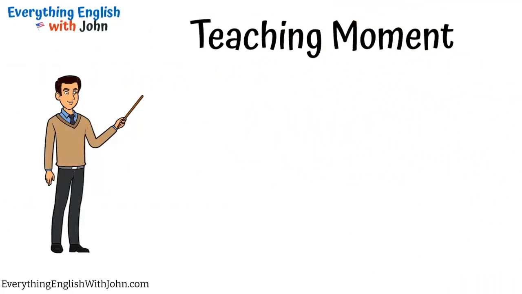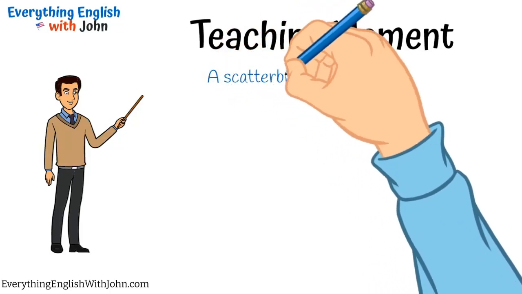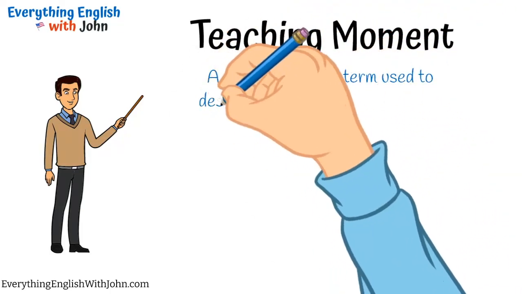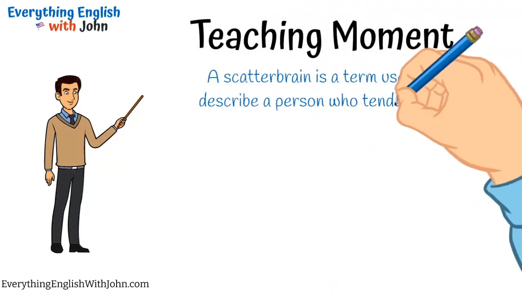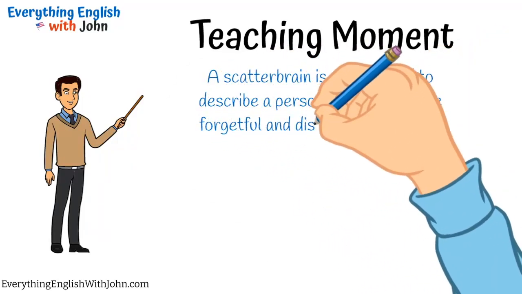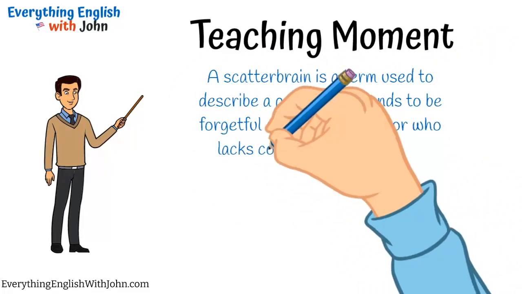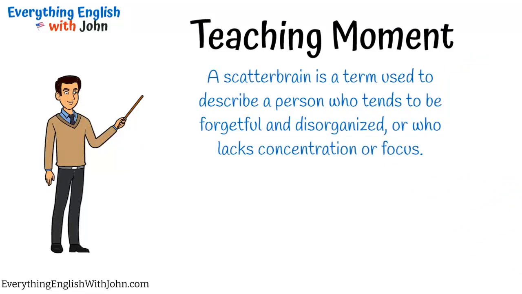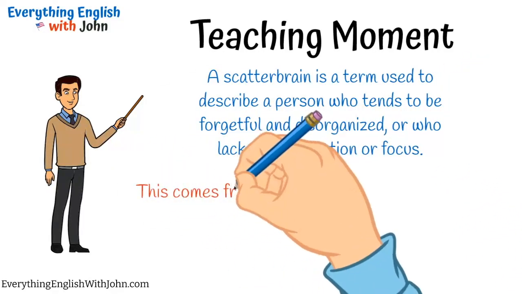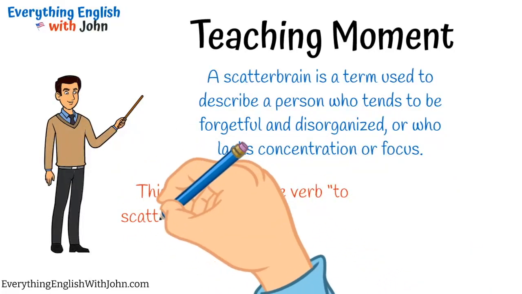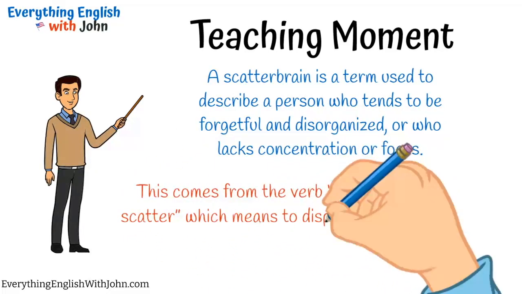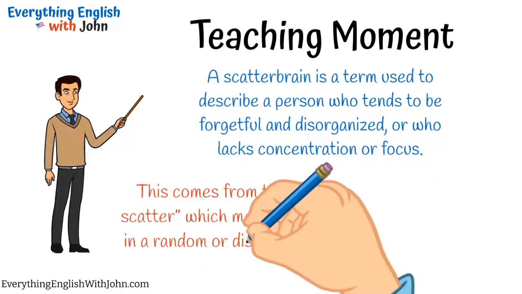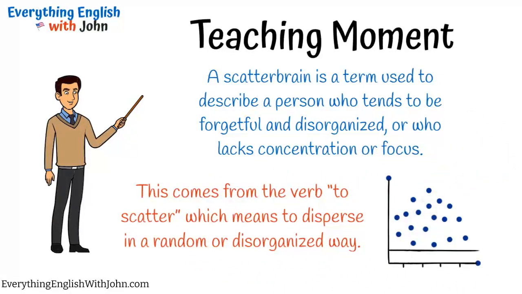Teaching moment. A scatterbrain is a term used to describe a person who tends to be forgetful and disorganized, or who lacks concentration or focus. This comes from the verb to scatter, which means to disperse in a random or disorganized way.